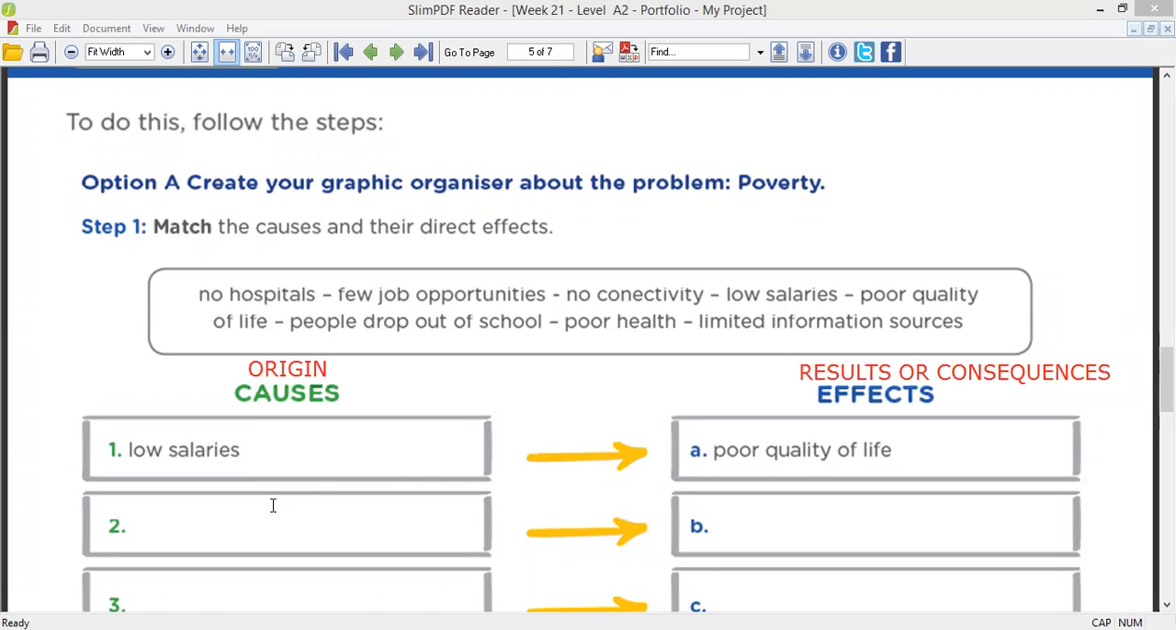For example, the origin, or the cause, number 1 is low salaries. The effect, poor quality of life. Poor quality of life means that maybe people don't have enough money to buy food, to register the children in school, for example, to buy some books and notebooks, or buy some clothes.